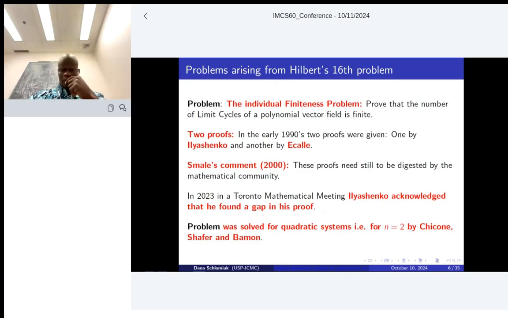And in particular, the individual finiteness problem proves that the number of limit cycles of a polynomial vector field is finite. And we have two proofs, one given in the early 1990s by Ilyashenko and another one by Écalle. Smale commented in the year 2000, and he said the following: these proofs still need to be digested by the mathematical community. And recently, in 2023, in a Toronto mathematical meeting, Ilyashenko acknowledged that he found a gap in his proof. So at the moment, we only have just one proof, that of Écalle. The problem was solved for quadratic systems, this individual finiteness problem, by Ciccone, Schaefer, and Bamon.